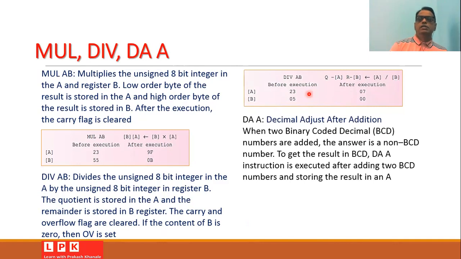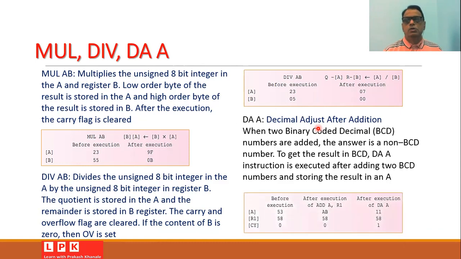Another instruction that is very useful in 8051 is DAA, that is decimal adjust after addition. When two BCD numbers are added, the number that we get as a result is a non-BCD number. But if you want to convert it into BCD, then you can make use of this instruction DAA. This instruction is executed after adding two BCD numbers, and then we can store the result in the accumulator.